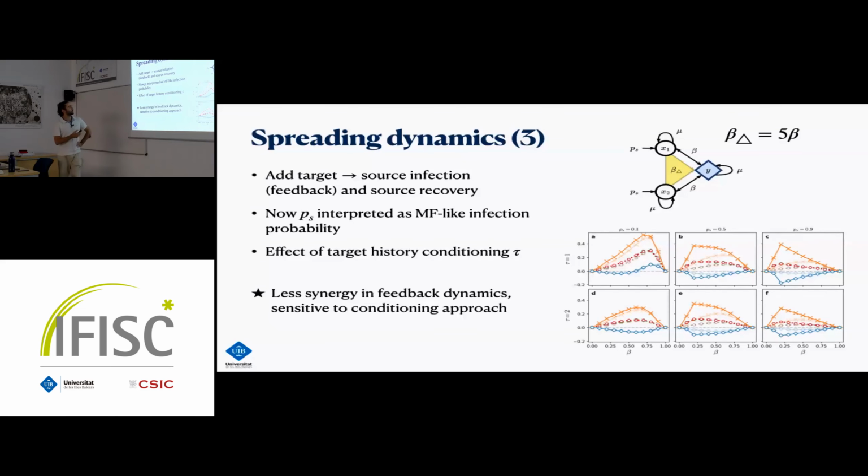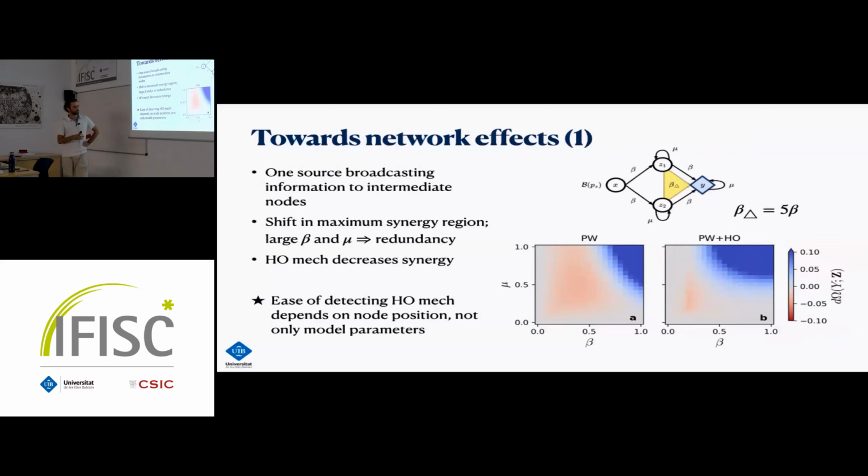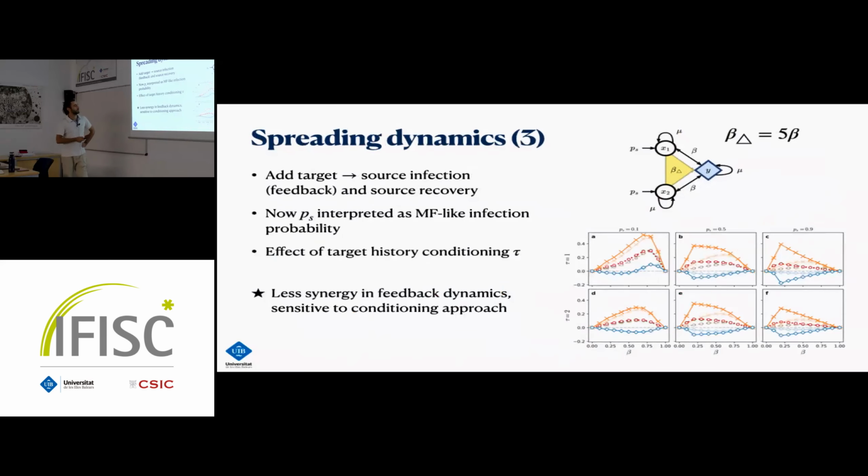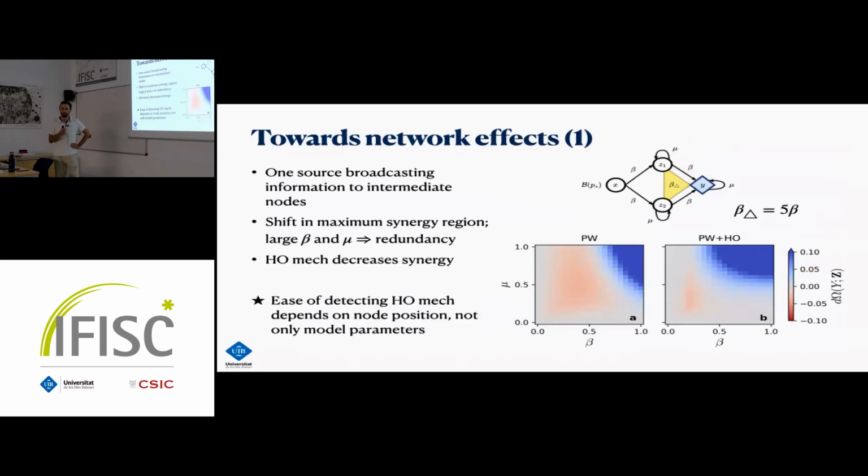All right. And for the last set of results, we focus on more interesting network effects. So here we see a situation in which we have one source variable broadcasting its information to a set of intermediate nodes and a target, which undergo both pairwise and higher order infection. And we see that in this case, compared to the more basic case we showed at the start, over here, we see that the region of maximum synergy, the maximum synergistic response of the dynamical information, is actually shifted.